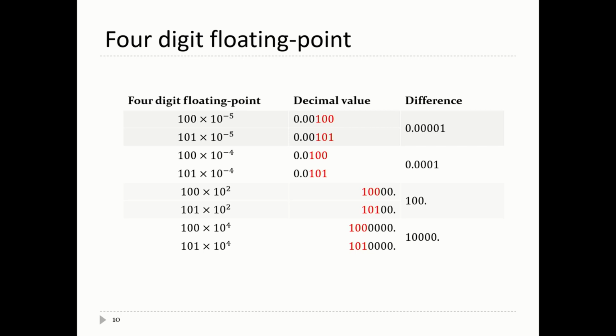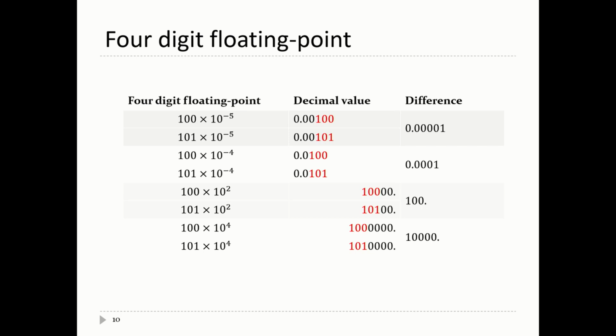What's the next largest value? I've only got three digits, and I don't want to change the exponent because that would change the order of magnitude. So I have to change the last 0 to a 1, and the next largest value I can represent is 0.00101. I can't represent any value between those two values. The difference between them is 1 times 10 to the minus 5, so any difference smaller than that I can't represent. The spacing between adjacent values when the exponent is minus 5 is 10 to the minus 5.